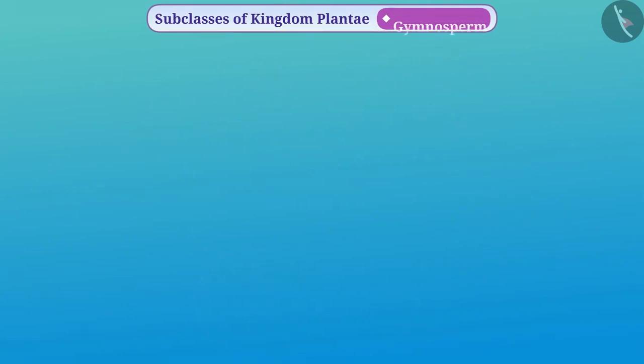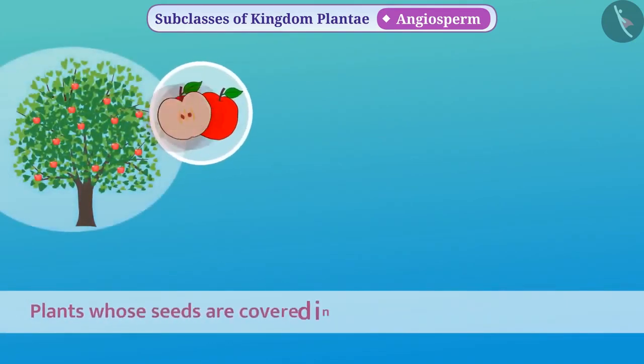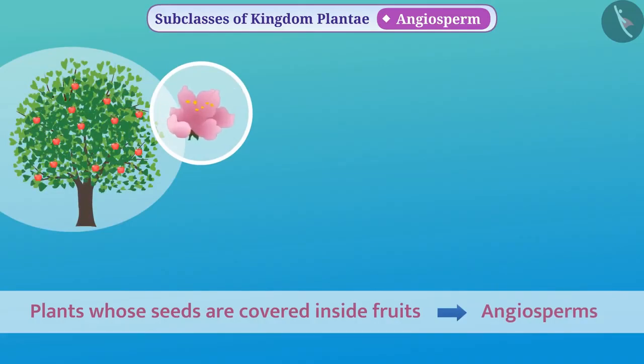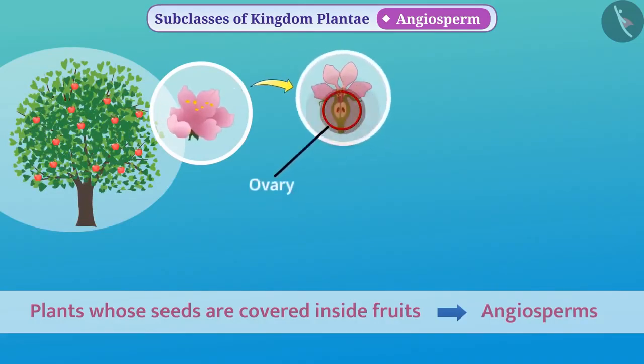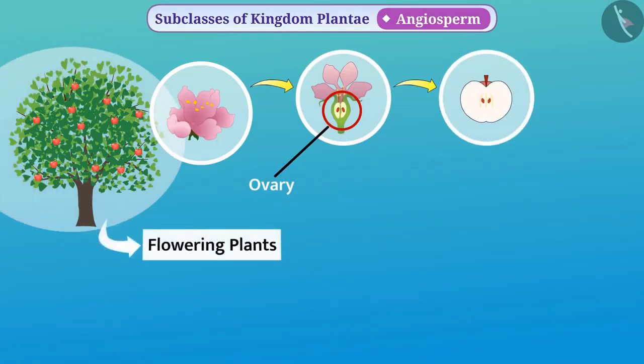Now, let's understand angiosperms. The word angiosperm is made up of two Greek words, angio, meaning covered, and sperm, meaning seed. In this way, plants whose seeds are covered inside fruits are called angiosperms. The main feature of these plants is the presence of flowers. Their seeds develop in the ovaries of flowers which later take the form of fruits. Hence, we also call these plants flowering plants.